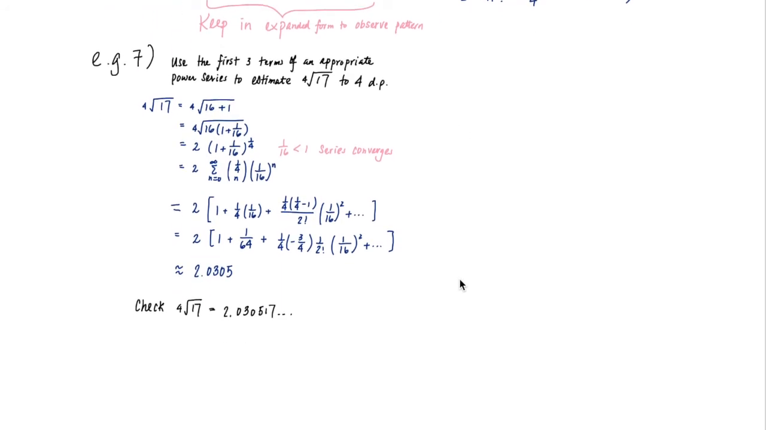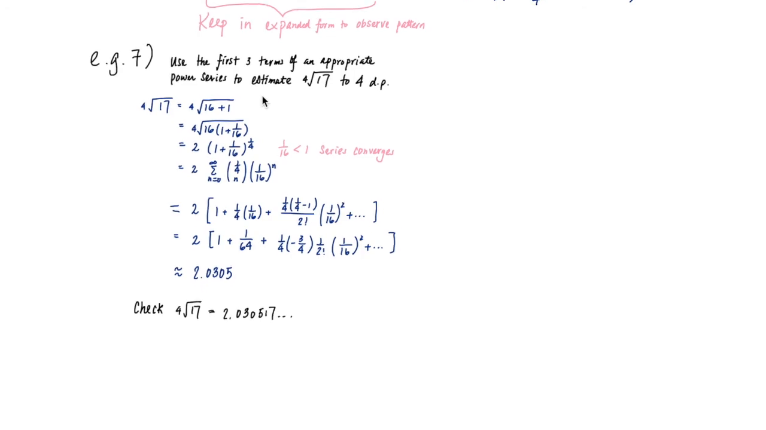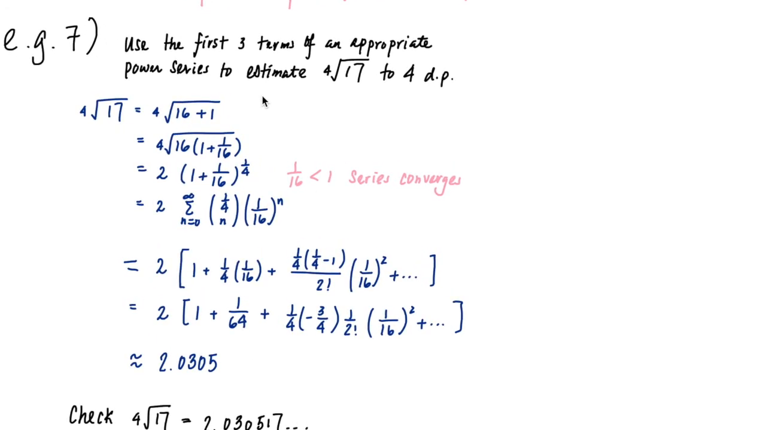So we can take this one step further and look at example 7. Sorry, it's handwritten, but in your notes this should be printed. Use the first 3 terms of an appropriate power series to estimate the 4th root of 17 to 4 decimal places. So first, of course, we know that this has something to do with a binomial, and 1 is easy to work with. So let's write 17 as 16 plus 1.